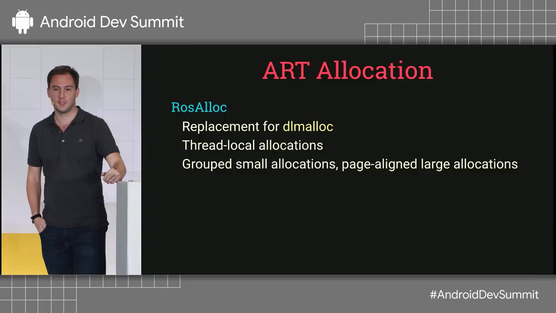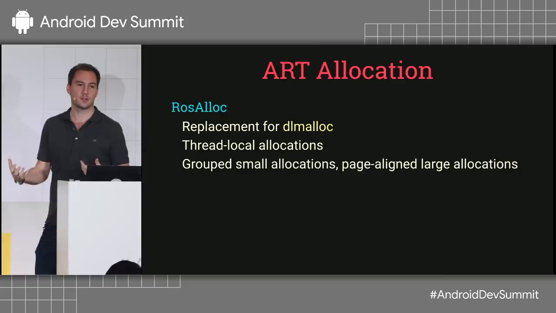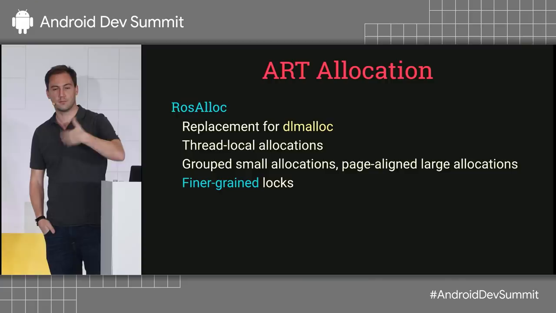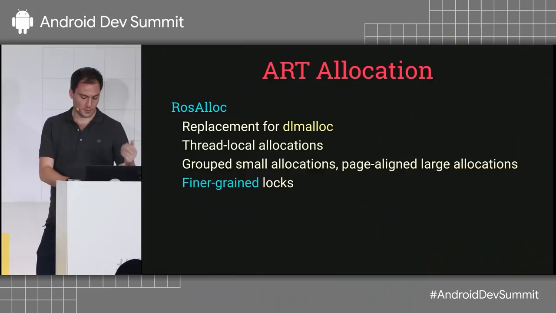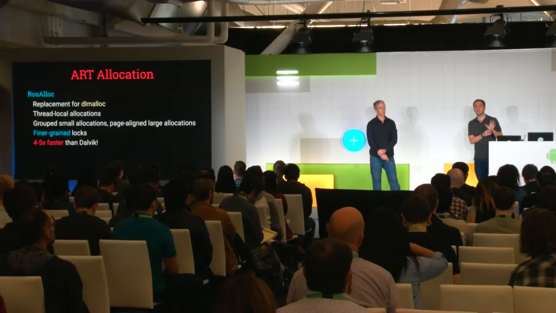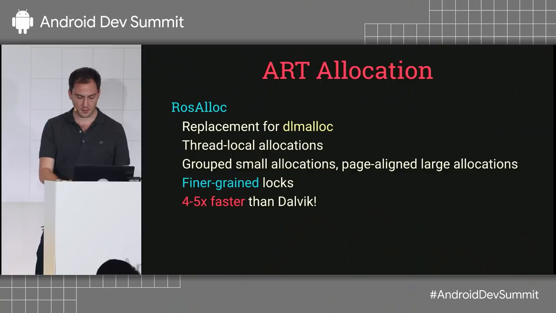There's also a lot of little tweaks that have been done. So small allocations are grouped together to reduce fragmentation. We align large allocations on pages, typically 4 kilobytes on modern OSs, and that gives you better performance. Also, finer-grain locks, because the garbage collector has to acquire locks, because we have a lot of threads running. They used to protect a lot more code, so now it protects less code and runs faster. And overall, allocations with ROSalloc are 4 to 5 times faster than they were with Dalvik. Again, this is just about the act of allocating the memory. It has nothing to do with your code. You could do something really expensive in your constructor, and we would not be 5 times faster than Dalvik. All right, so let's take a look at how allocations work on Art in this new system.